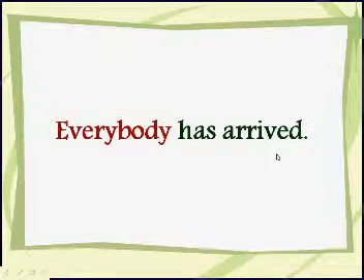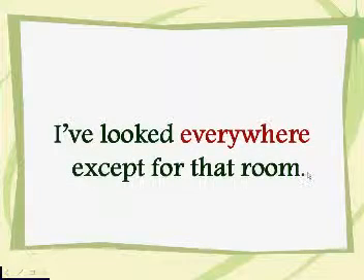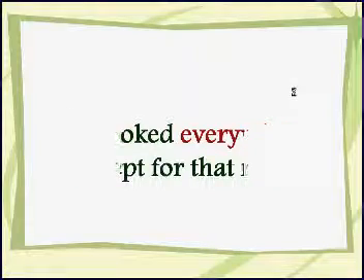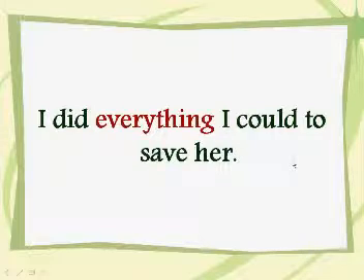For example, everybody has arrived. It means all the persons have arrived. But again, everybody is a singular word, and that's why we have has. I've looked everywhere except for that room. So everywhere means all places. I did everything I could to save her. So everything here means all the things I could do.